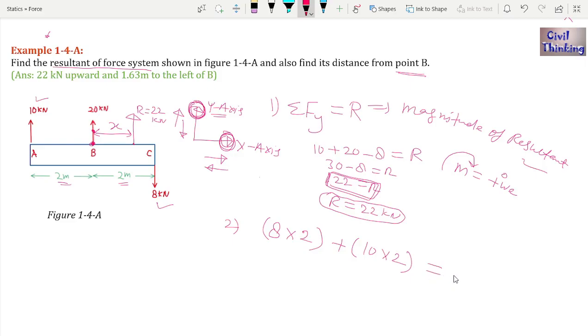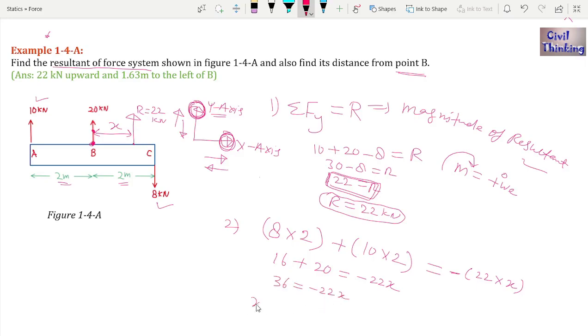The moment due to the resultant. Here is the resultant and it is x distance far from point B. Now the resultant is upwards and it is going to exert a moment like this, which is anti-clockwise, so negative. So minus 22 kilonewton multiplied by x, right? So it is 16 plus 20 is equal to minus 22 x. Now 16 plus 20 is 36, right, is equal to minus 22 x.